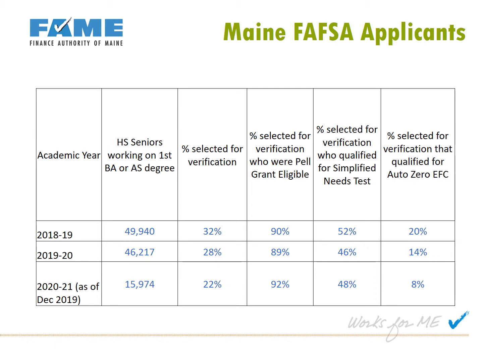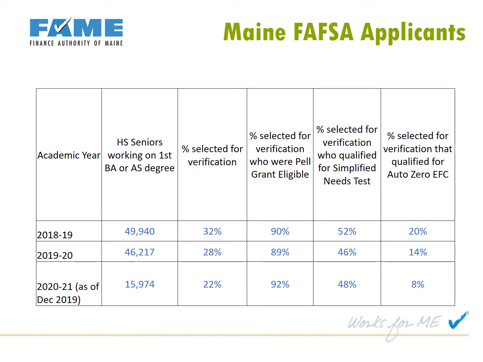So in the last 3 columns of my chart here, you can see the percentage of students selected for verification who were Pell Grant eligible. These are students who are lower income. They're getting the largest federal grant. You can see from that, if they're getting a Pell Grant, they are likely to be the ones being selected for verification. So we know that they're the ones getting the highest grant. This is the one the Department of Education is more focused on because they're getting the funds. So we can tell if you're getting a Pell Grant, you're likely to be selected for verification.